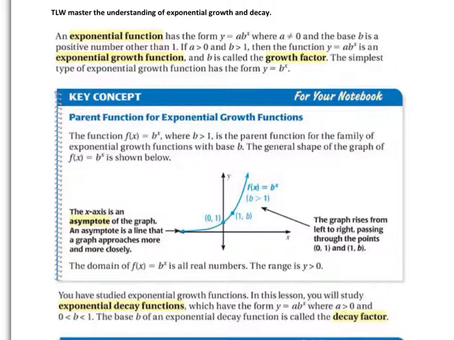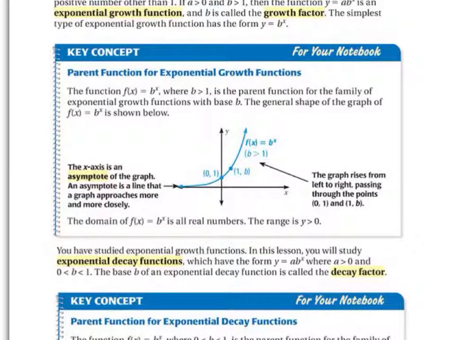The simplest type of exponential growth has the form y equals b to the x. That's when a is 1. So here's the standard function. Notice how it gets closer and closer, but it will never equal 0, because a positive number to an exponent never equals 0. So the x-axis is the asymptote of the graph, and the asymptote is the line the graph approaches more and more closely. And as it moves from left to right, it rises. That's why it's called growth. As you move to the right, it gets bigger.